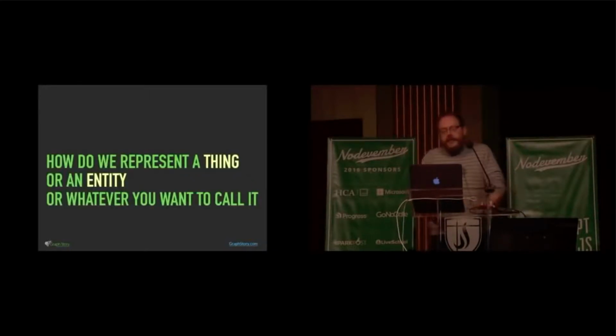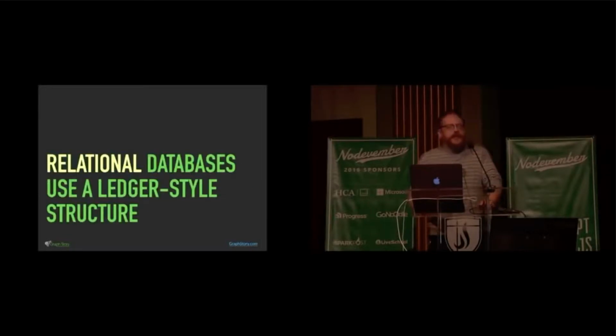And we want to think about, how do we represent a thing or an entity or whatever you want to call it, a noun, whatever you want to call that kind of thing. Now, relational databases, most of us have probably used those. If you use anything with SQL, that is typically used with a relational database. Relational databases use a ledger-style structure, and a thing is a row in a table. That is how you store a thing. Sometimes you split up a thing into its parts and it's stretched across a few different tables, but generally you have at least some level of entity that is a row in a table.